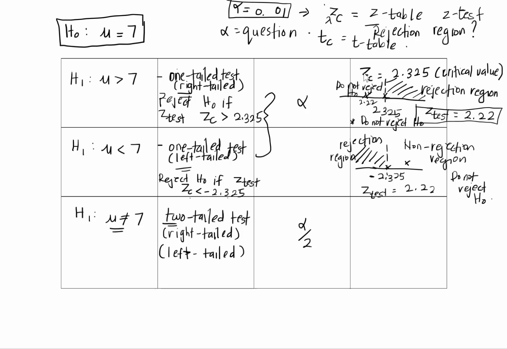Now we look at this example. Now we have alpha divided by 2. That means when your alpha is 0.01, you must divide by 2.